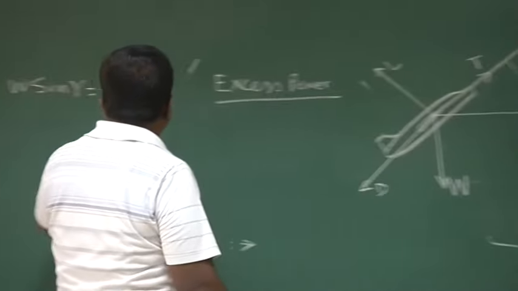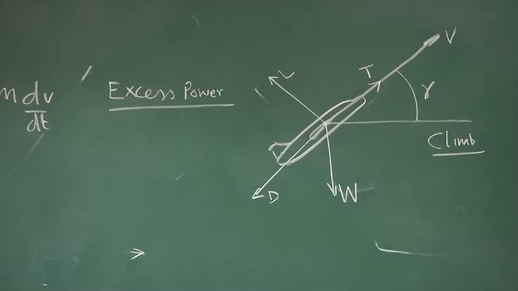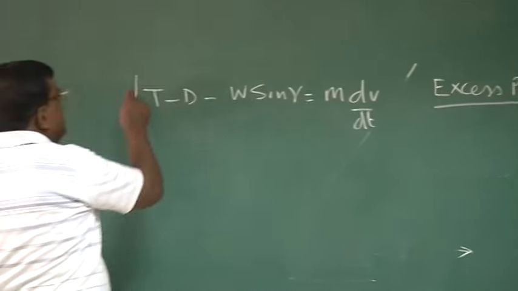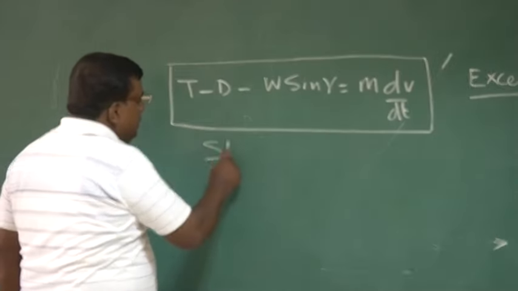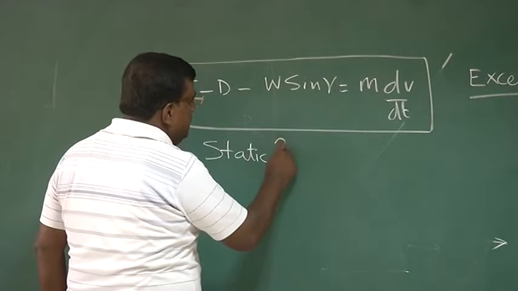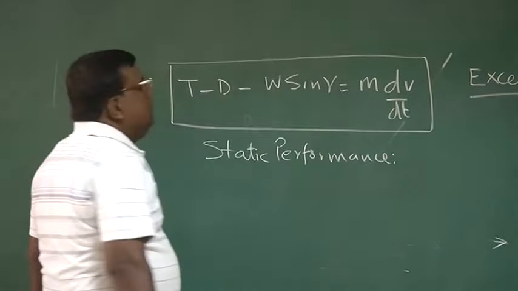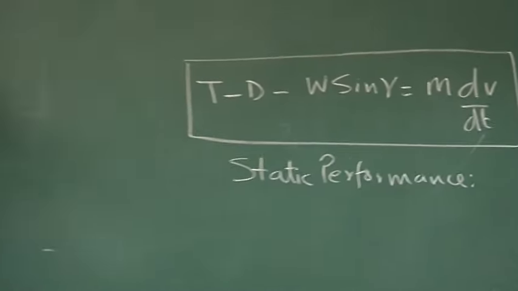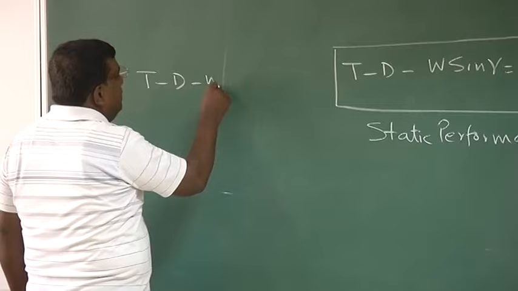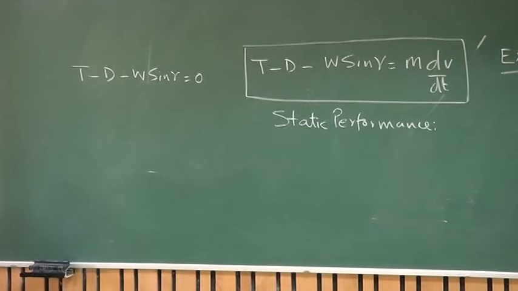Number two, I'm assuming that the mass is remaining constant, and of course alpha is very small. So if this is the equation, and if I am discussing only static performance, which actually means steady state performance, so we are not taking any acceleration, then I can simplify this equation to T minus D minus W sine gamma is equal to zero. With no acceleration, it's a static performance.